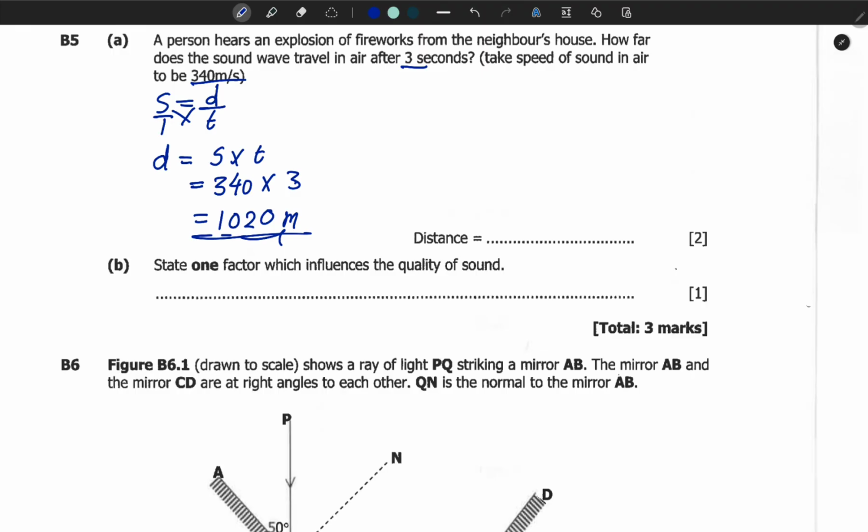State one factor which influences the quality of sound. So we have pitch, even amplitude.